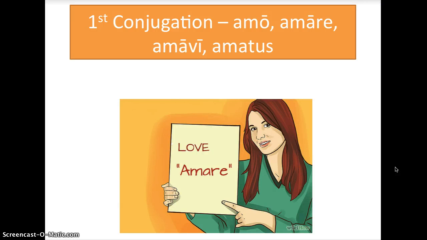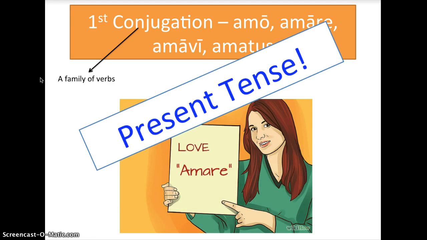Hi there, it's Rebecca Killian here to teach you about the first conjugation. A conjugation, by the way, is a family of verbs. So even though we're going to be working with amo, amare, amavi, amatus, which is the verb to love, any word in this particular family or conjugation, you will be able to conjugate once you learn these tricks. And you guys are going to become the experts on the present tense.